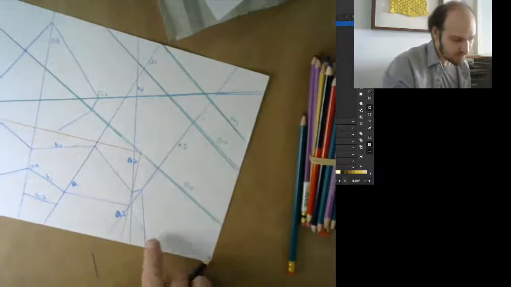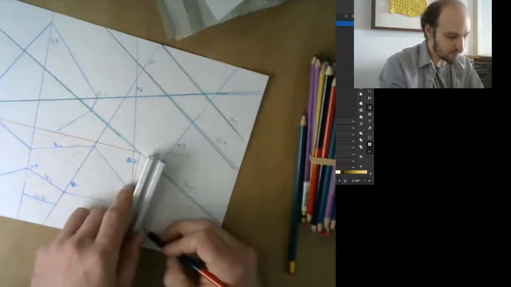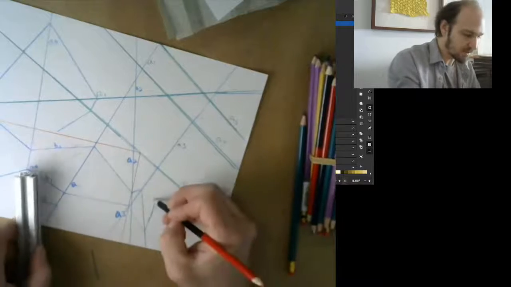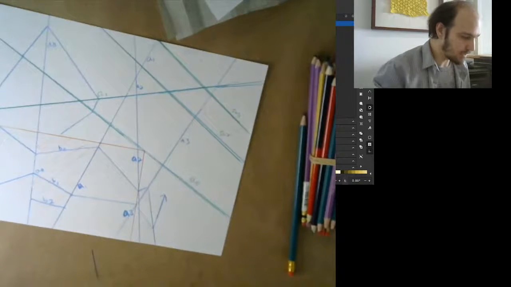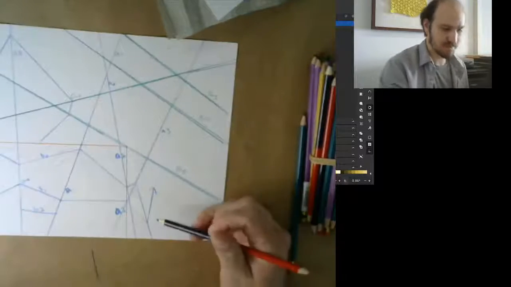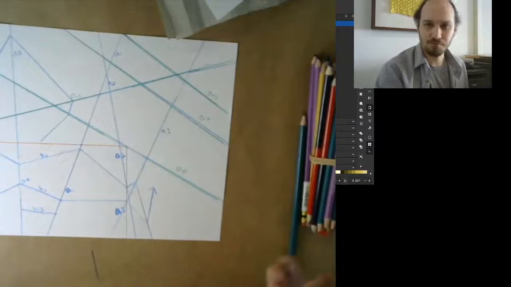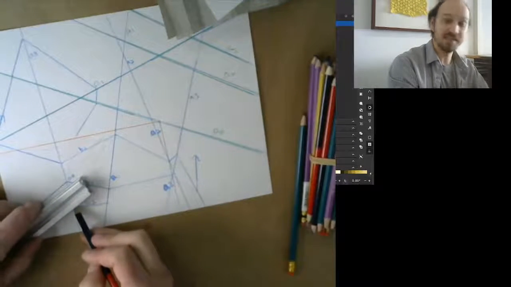And B1 eventually intersects one of the reflection lines of B0 and then goes off, but that's okay. B2, yeah, because it intersects outside of the region. We're going to say that's allowed.